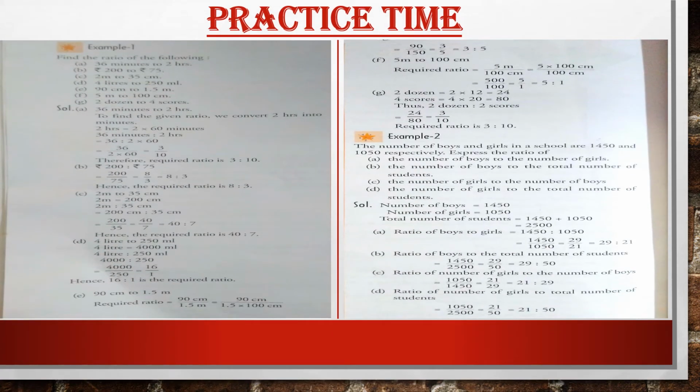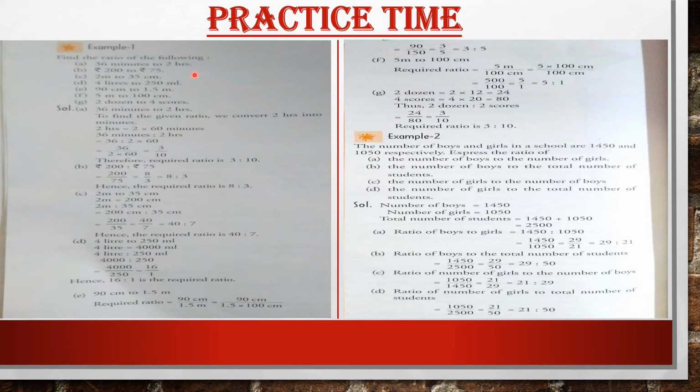Practice time. Let us solve a few sums related to ratio. Example 1. Find the ratio of the following. Question A. 36 minutes to 2 hours. Children, to find the ratio between two quantities, they must have the same unit. As we can see in this question, both the quantities have different units, minutes and hours. So we need to convert hours into minutes or minutes into hours, so that both the quantities have the same unit.